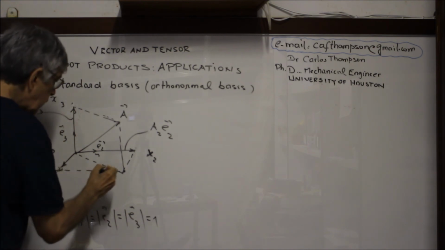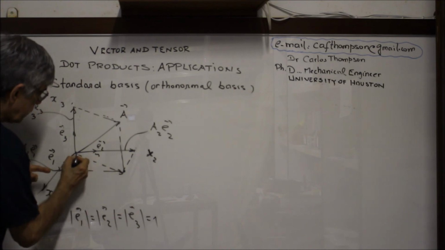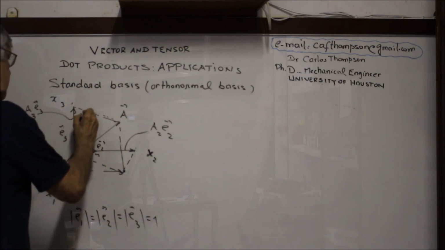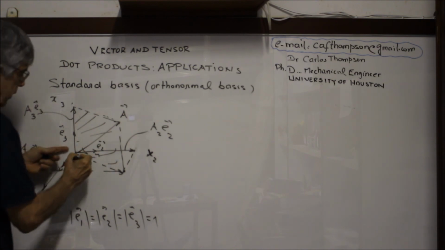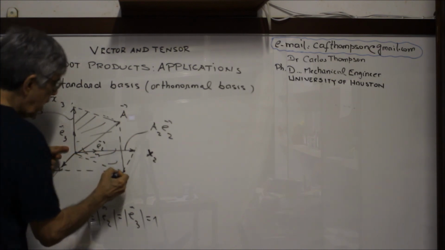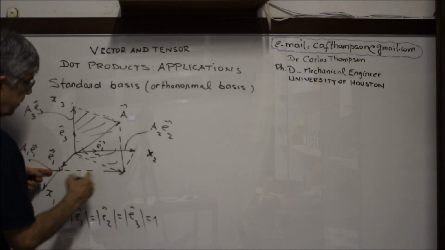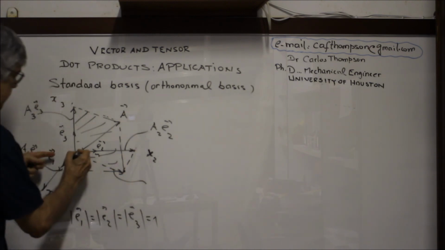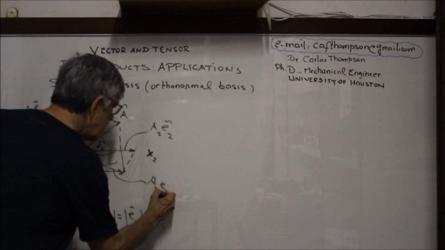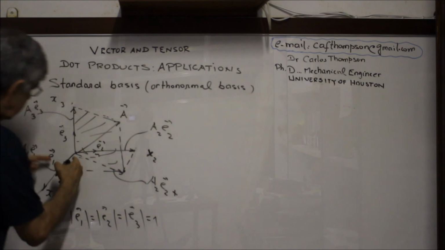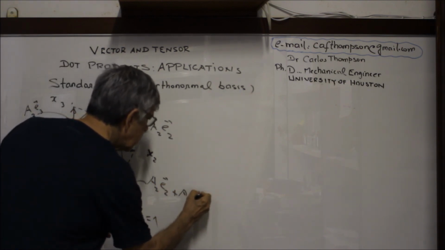Now, we can see here that this vector, let's look at this plane over here. Look at this plane. Now, this vector here, I can break it down into 2 vectors. And this is A2, e2, plus here, A1, e1.